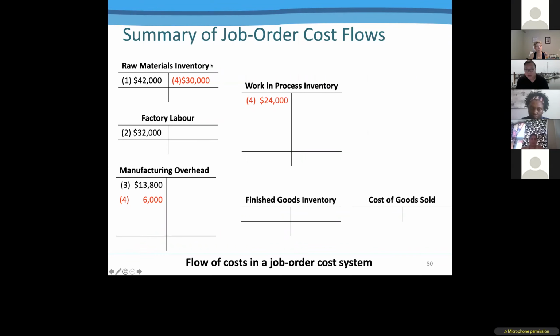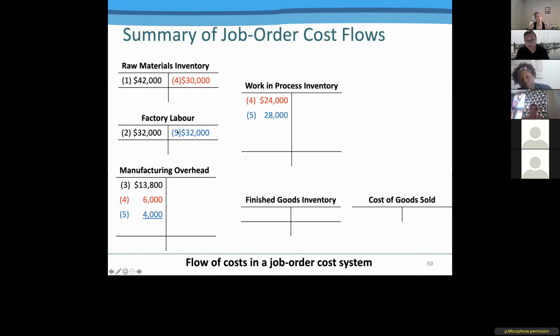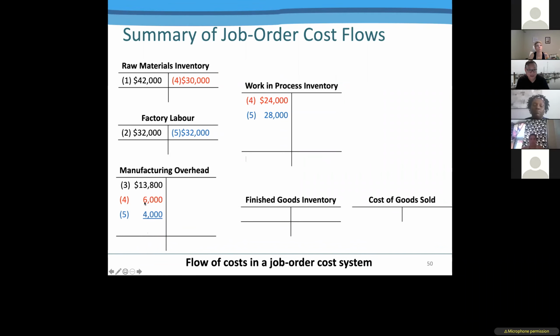Okay, so that's the materials, right? Similar idea for labor. The total labor cost is 32,000, and the direct labor, 28,000, is assigned to work in process inventory. The indirect labor, that 4,000, goes to manufacturing overhead. So now if you take a look at these amounts, we accumulated manufacturing overhead, the total of these 3 numbers together is 23,800.